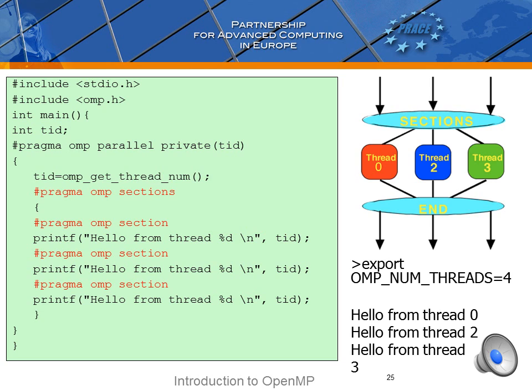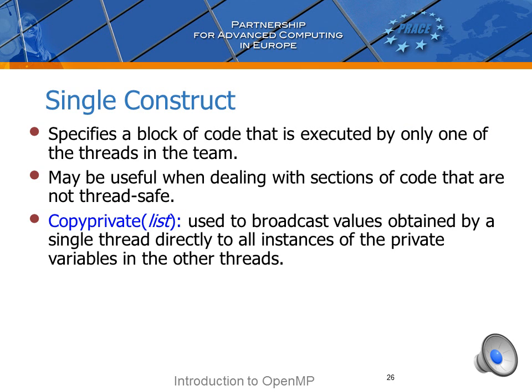We demonstrate the sections construct in our basic Hello World example. We create three section directives that are nested within a sections directive on top. We compile, set the thread number to 4 and execute. It can be seen from the illustration and output on the right hand side that each section is executed exactly once by one thread. The thread ID which executes each section is written in the output. We don't know in advance which thread will execute which section.